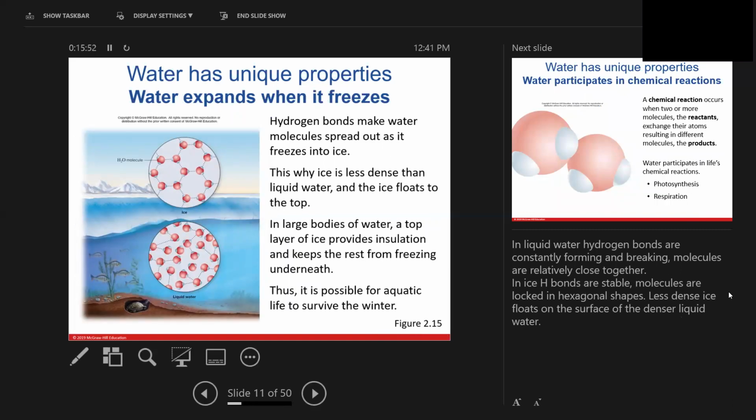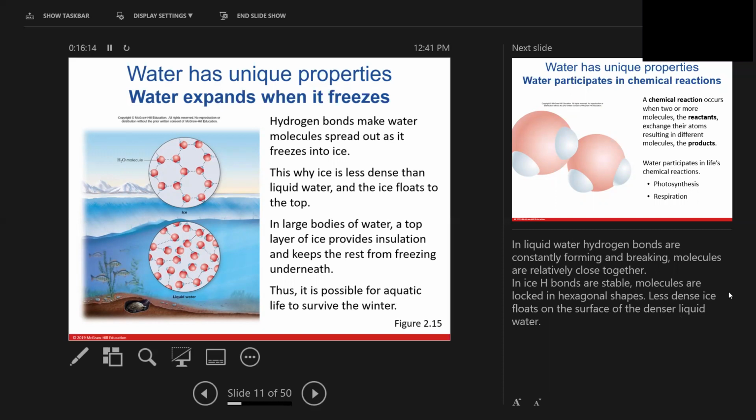Water also expands when it freezes. It's one of the very few compounds that does this. Most things, as you move from a gas to a liquid to a solid, compress, whereas water expands when it freezes, which is rather odd. Hydrogen bonds make water molecules spread out like this when it freezes into ice. And this is why ice is less dense than liquid water and allows ice to float on top.